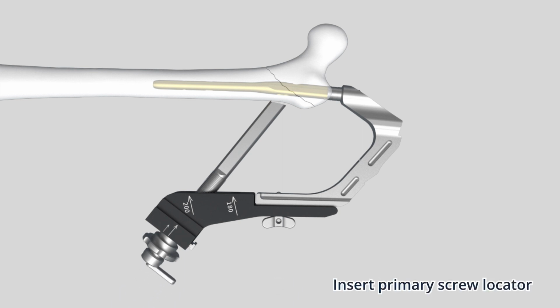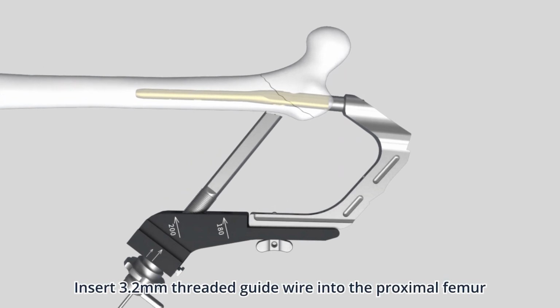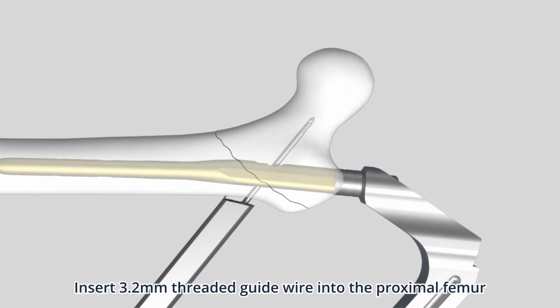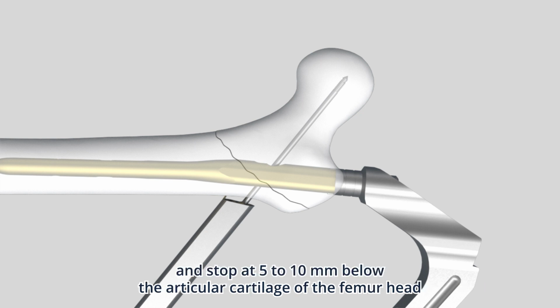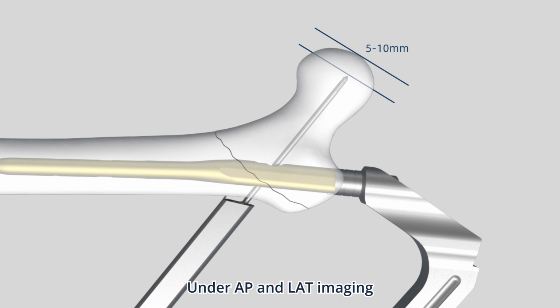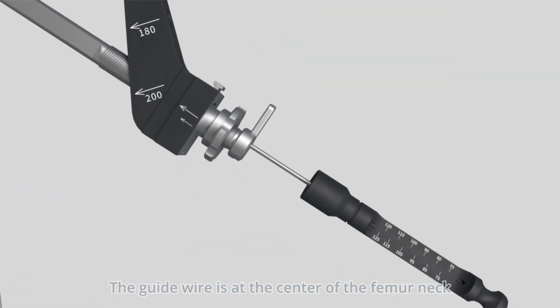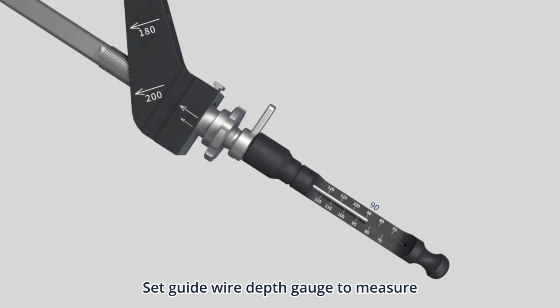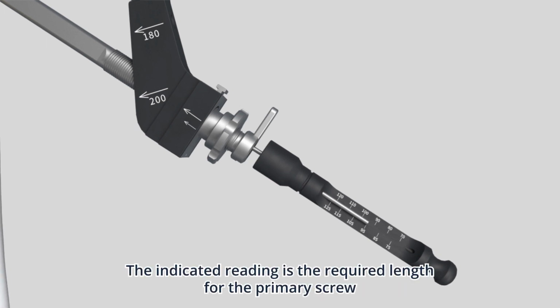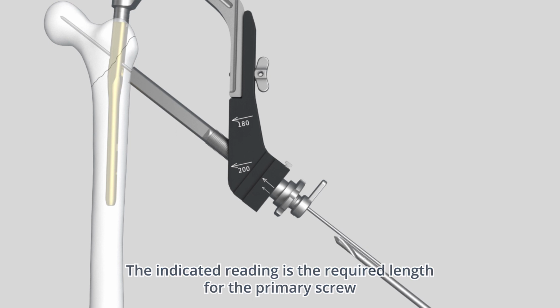Insert primary screw locator. Insert 3.2 mm threaded guide wire into the proximal femur, and stop at 5 to 10 mm below the articular cartilage of the femur head under AP and LAT imaging. The guide wire is at the center of the femur neck. Set guide wire depth gauge to measure. The indicated reading is the required length for the primary screw.